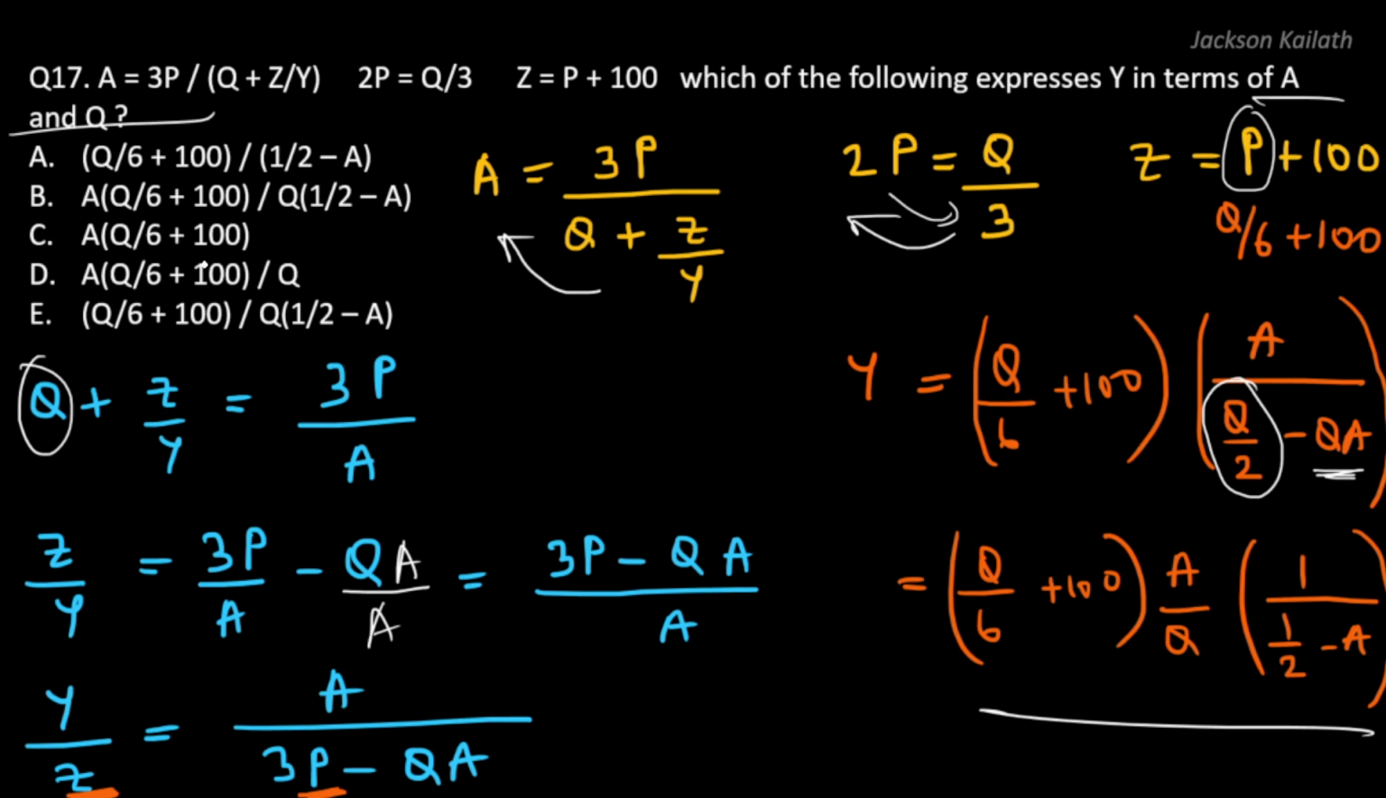Let's take the answer option which has this over here. We have a into (q by 6 plus 100) by q. So that's not the one, right? And that's not the one. This is not the one. We have a into (q by 6 plus 100) and divided by q. Yes, this a is there, this q is there, this q is there over here, into 1 by (2 minus a). Yes, this is the correct answer. So the correct answer to this question is option B.